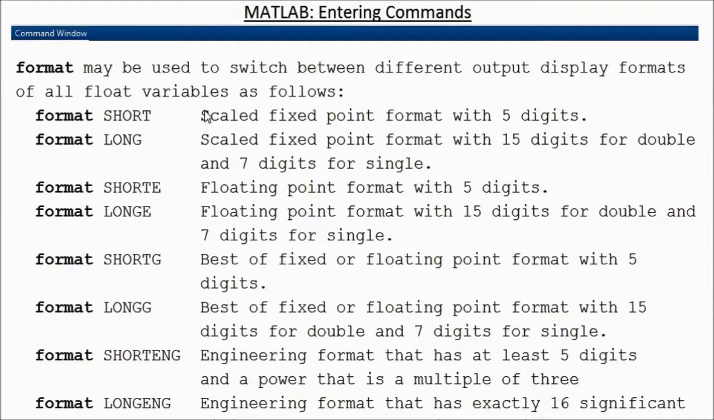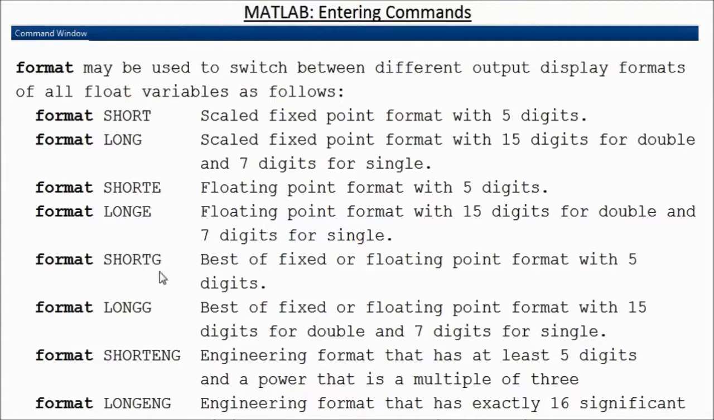So these are the options available in format. Format may be used to switch between different output display formats of all float variables as follows: format short, long, short E, long E, short G, long G, short engineering, long engineering. Format short is scaled fixed point format with 5 digits. Format long is scaled fixed point format with 15 digits for double precision and 7 digits for single precision. Format short E is floating point format with 5 digits. Format long E is floating point format with 15 digits for double precision and 7 digits for single precision.